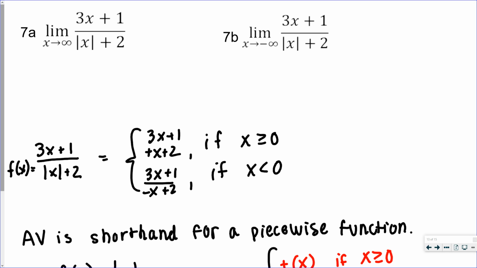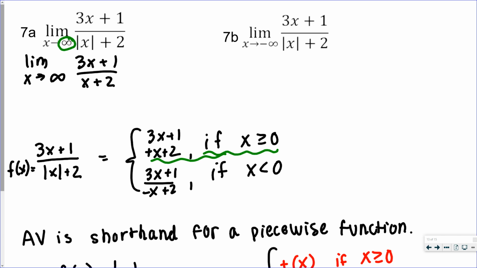So that's always what I kind of do first. Anytime I have an absolute value, I've got to look at it as a piecewise function, and then I can determine what piece I'm going to use. So here, as x approaches positive infinity, I'm going to use this piece, because obviously that's greater than or equal to 0. So you could really just think of this as the limit as x approaches positive infinity of 3x plus 1 over positive x plus 2.